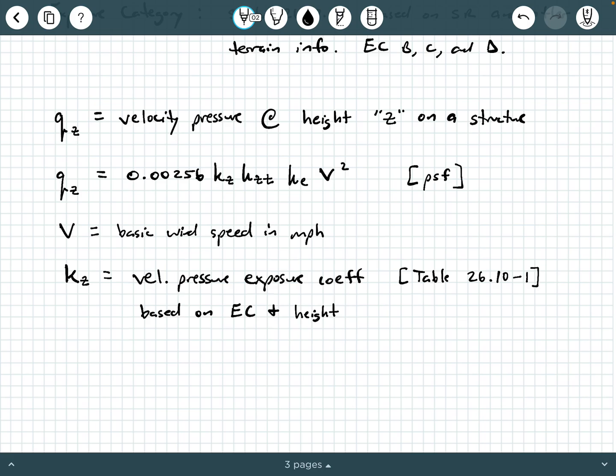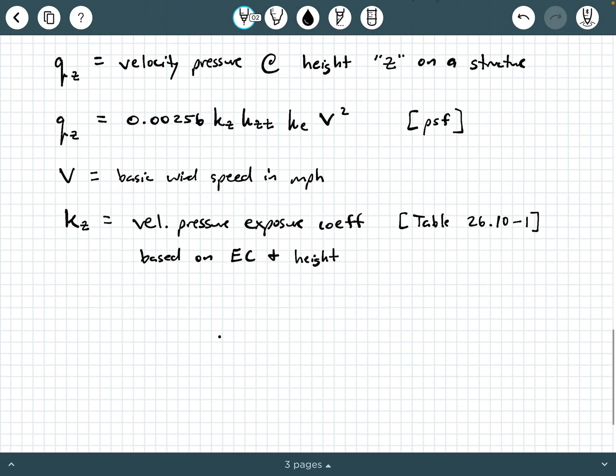Okay, so that's Kz. What about Kzt? That's our next coefficient there, Kzt. So this is what's called the topographic factor, okay? And we're going to get this from ASCE 7-22 from figure 26.8-1, okay?